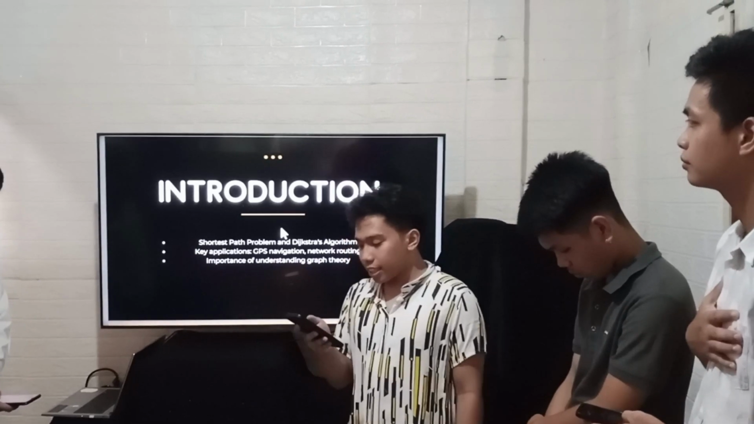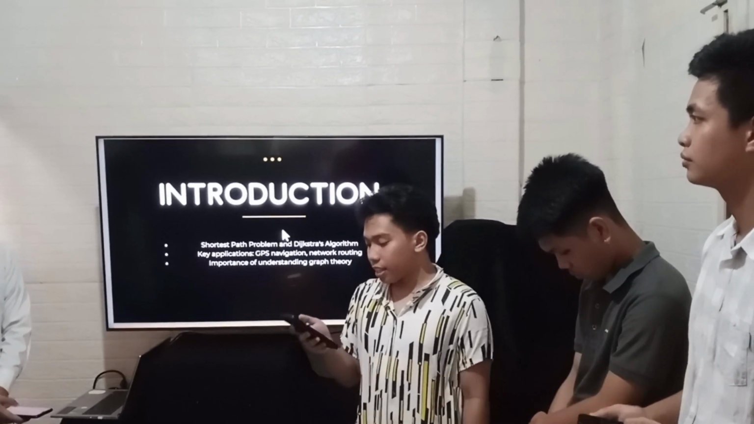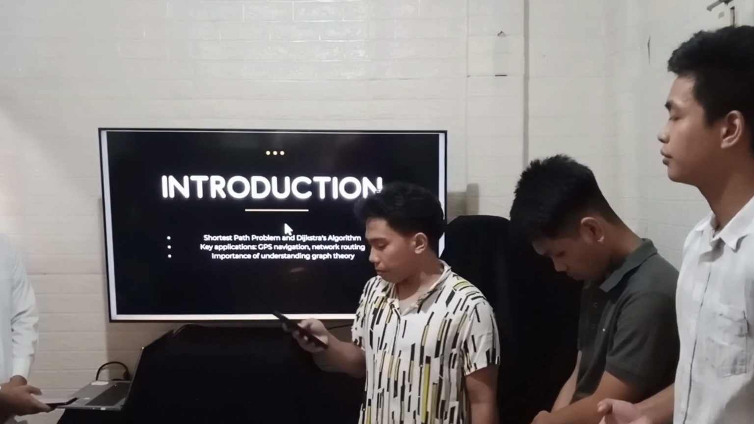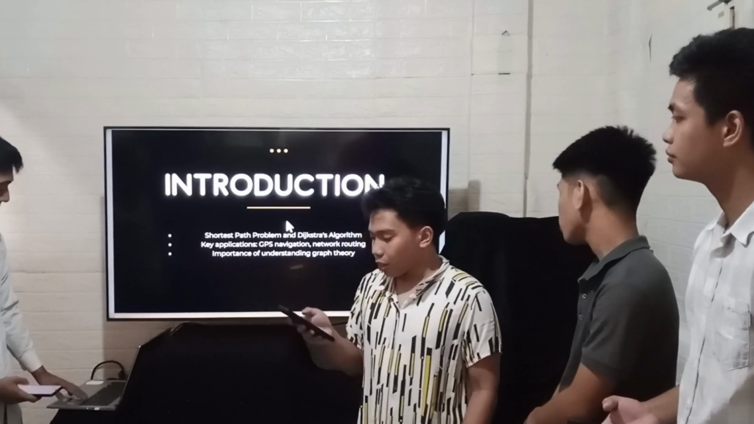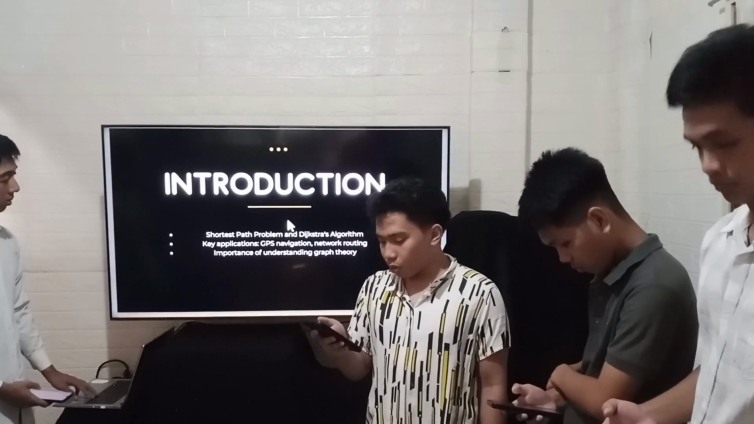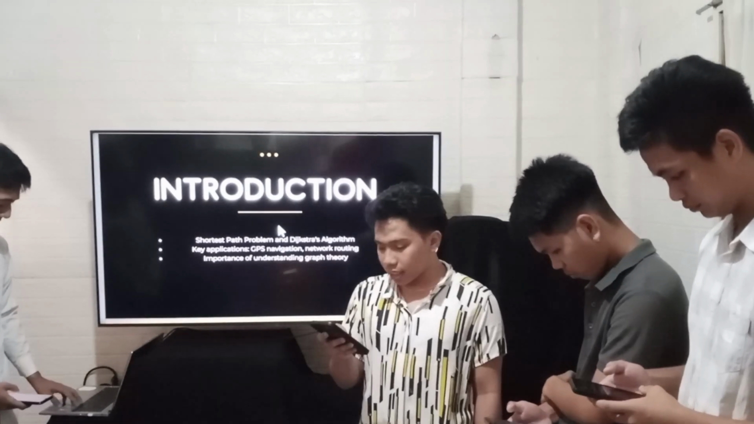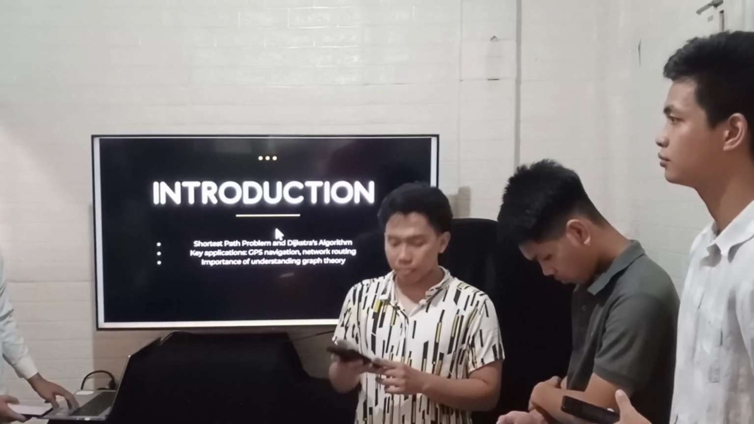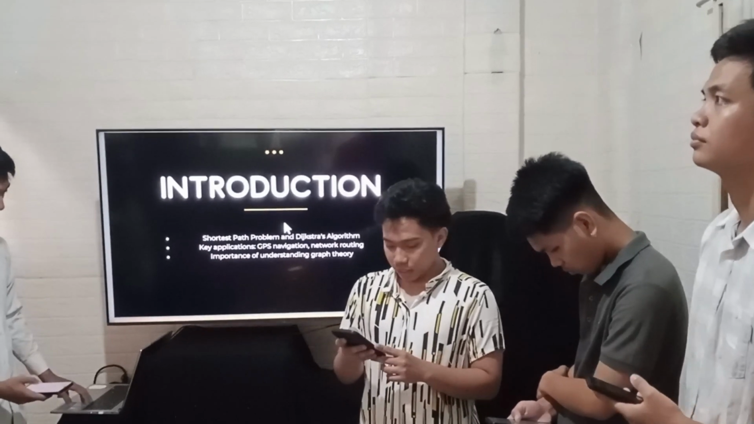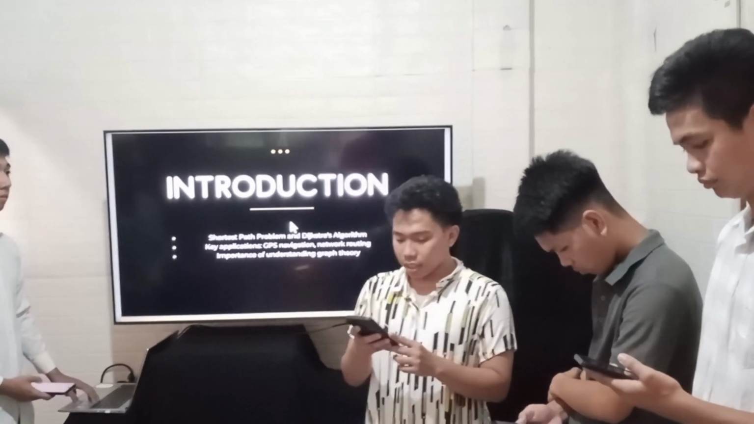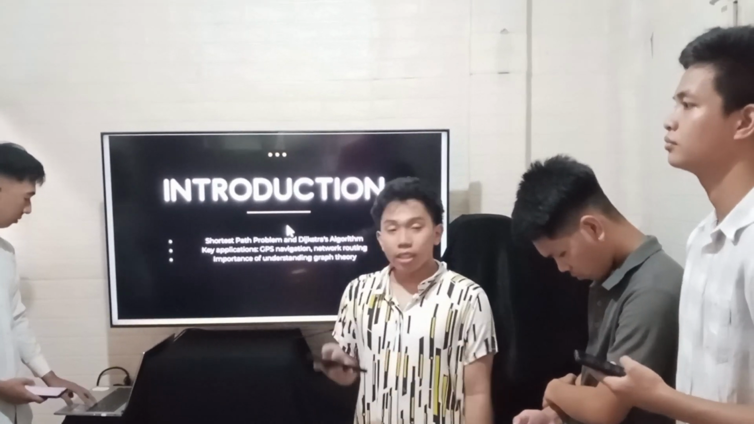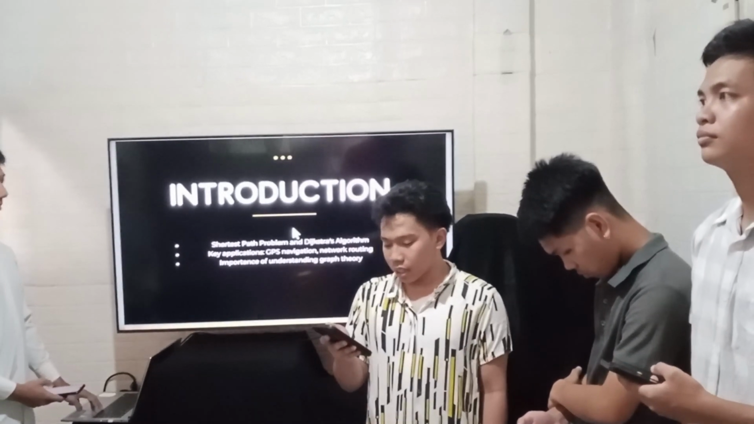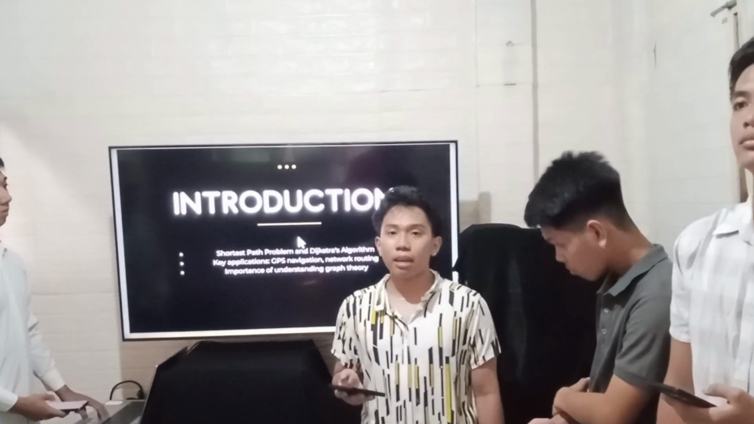Next, let's see how Dijkstra's algorithm works. It's a basic method for finding the shortest path between points in a graph. The algorithm uses a priority queue to keep track of the shortest distance from the starting point. It repeatedly picks the point with the shortest distance and updates the distance to its neighbors. This process continues until the shortest path to all points is found. Dijkstra's algorithm works well with graphs that have positive weights, ensuring that we find the best path every time.